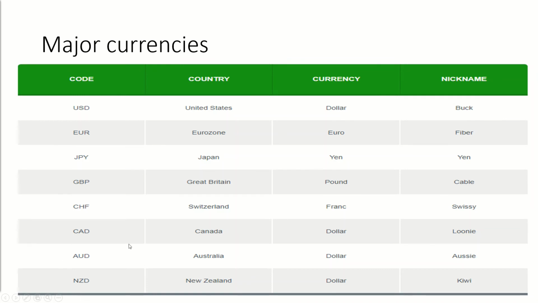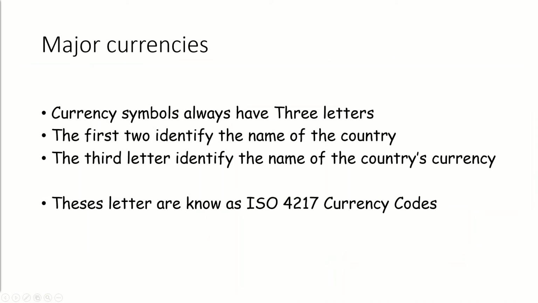So this is how the symbol is made. The currency symbol always has 3 letters. This is a standard, and the first two identify the country name, and the last one identifies the currency name. This has been made by the ISO 4217 currency code. It has always been like this, and I guess it will be like this for quite a long time. So what you have to do is get used to it, the same as I did.